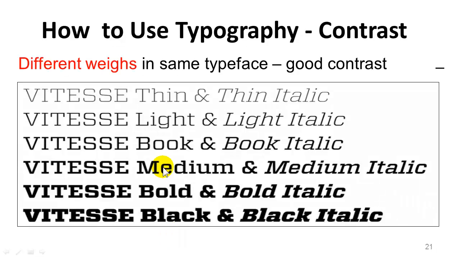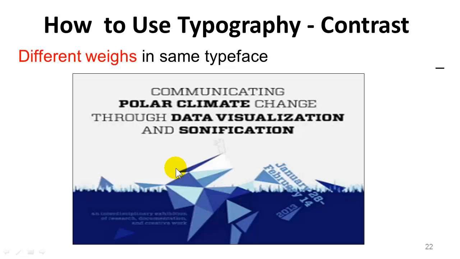Alright, so here we have an example of how typography can be used to contrast. And by using different weights in the same typeface, we can create a good contrast. So here we see the different weights. So it can create a hierarchy, it can create levels of importance. Here's an example. Another example of different weights in the same typeface. Creating contrast and bringing out a message, the important words: polar climate, data visualization, sonification. A little bit more effective than if the whole caption there was in the same weight.